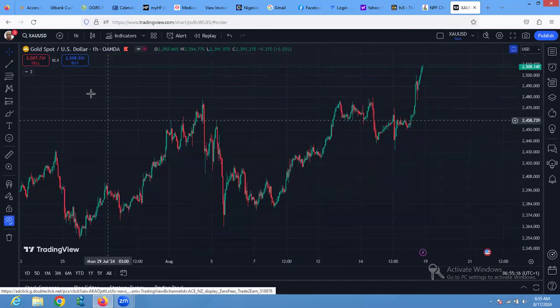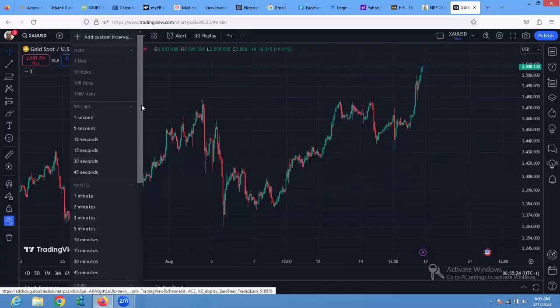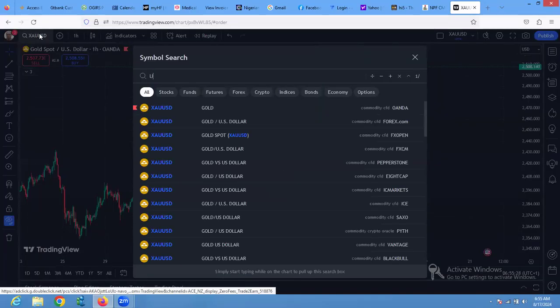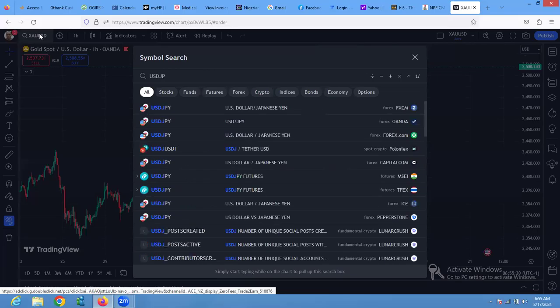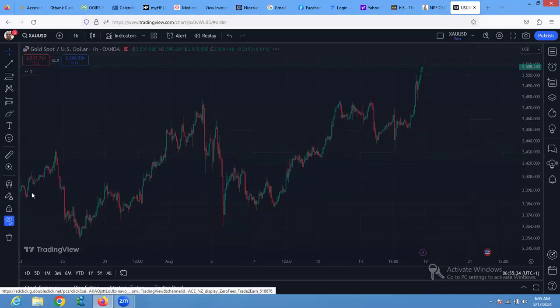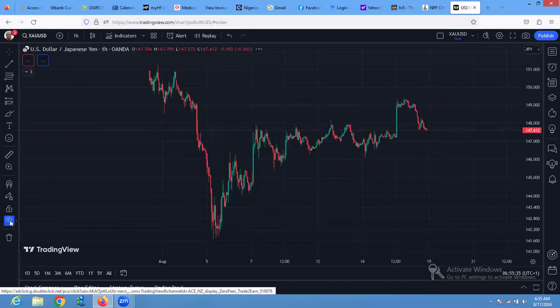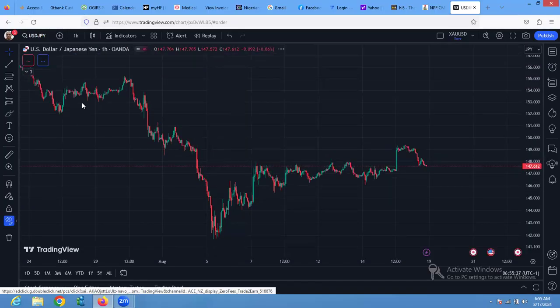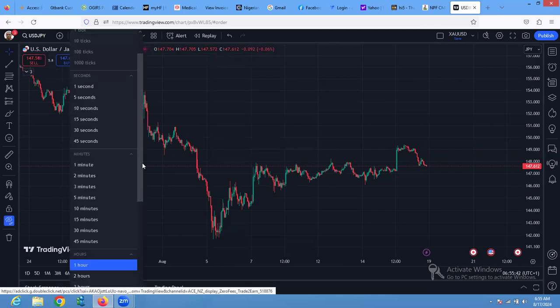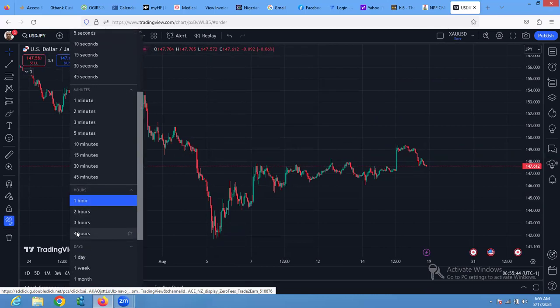Now, the last one will be USD JPY. I've not been following that instrument for a while now. You can't possibly follow everything. You cannot. We have missed an entry to the downside, and if you're able to catch it, good for you. But we have missed an entry to the downside.